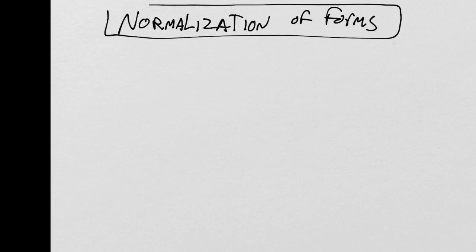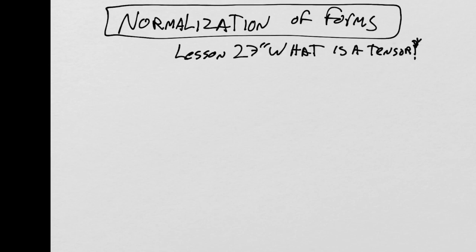So I was reviewing some of the old lectures on forms, and I realized I kind of glossed over something that can cause confusion if you start studying other books. So I want to quickly go over the normalization of forms. And I think this would be best inserted right after lesson 27 of What Is a Tensor. Right after that lesson, maybe this little quick lesson would best fit.